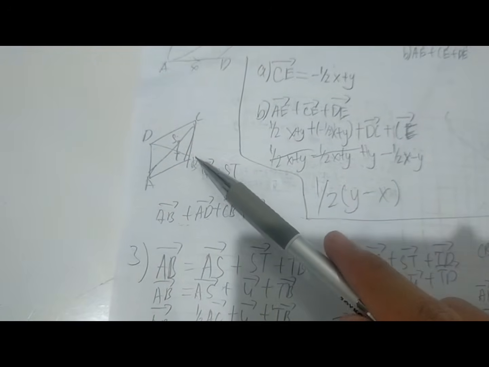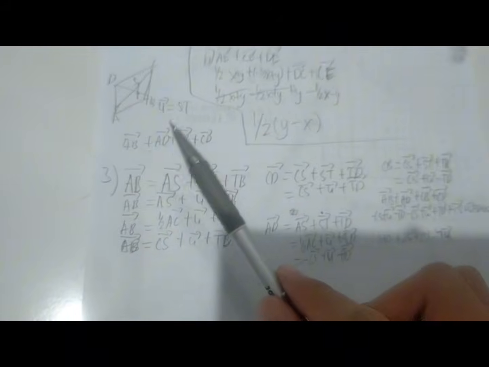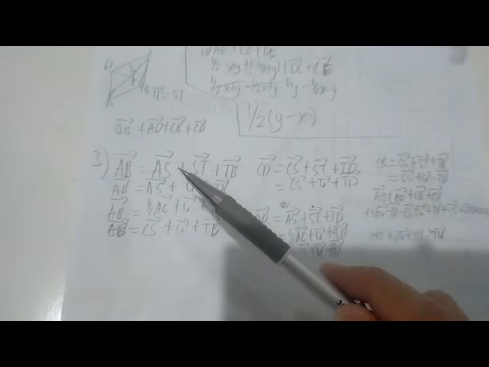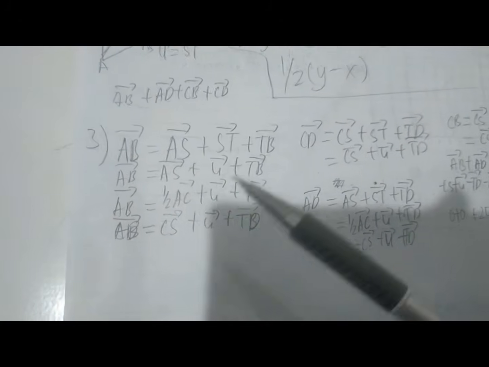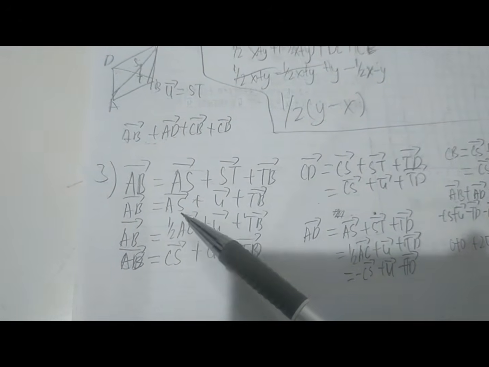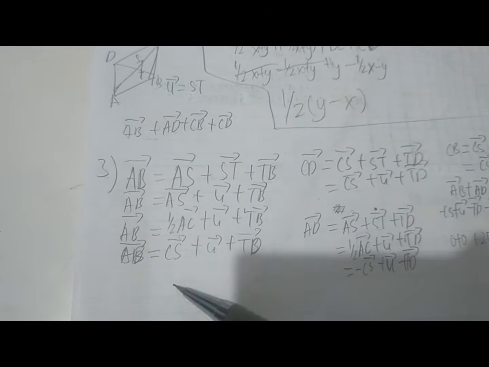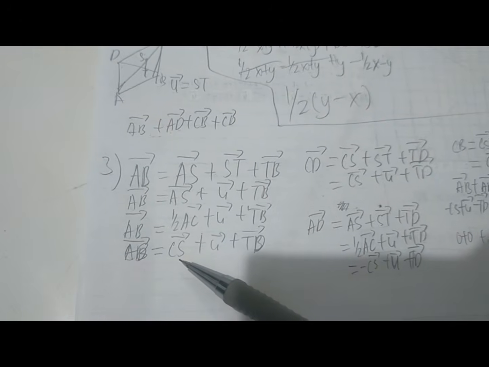Okay, next to number 3. We're going to do this question. The U vector is ST. So we're going to search this number to make it synchronized. First we take the B vector. First AS, ST, TB. ST is the U vector. AS is half of AC, so TB is the same. So AB is CS plus U plus TB.